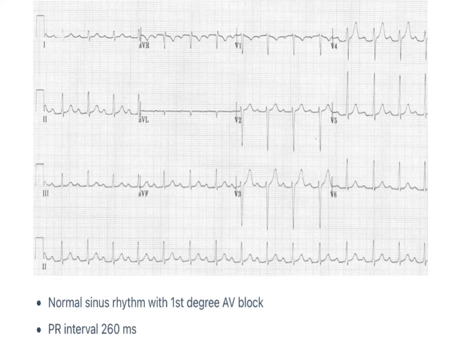Here also we can see that the PR interval is prolonged. It is more than 5 small squares.